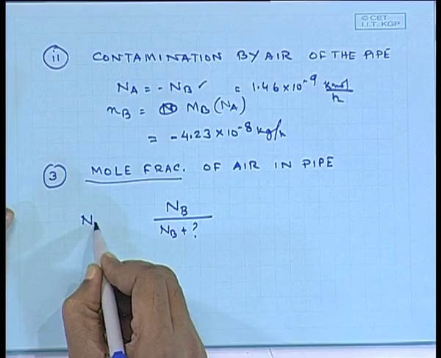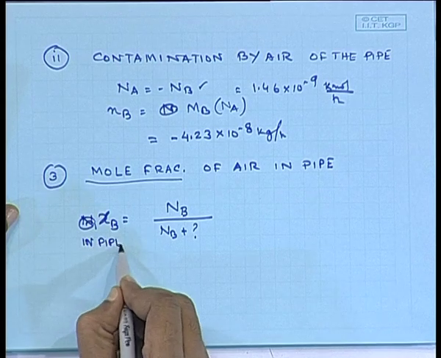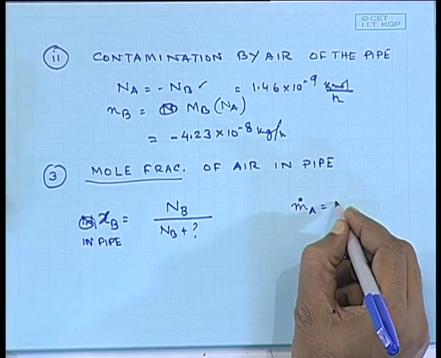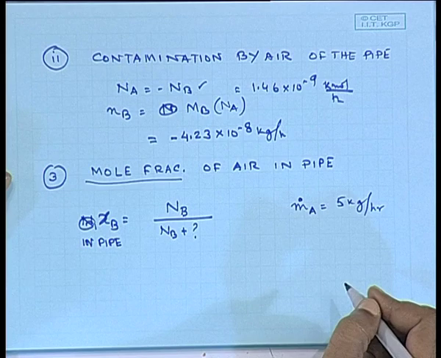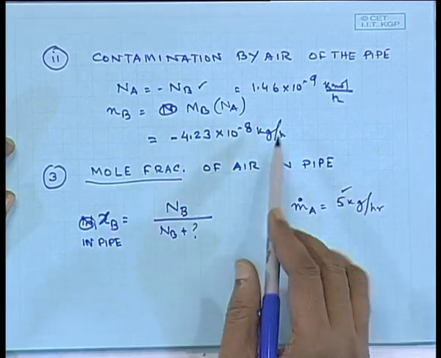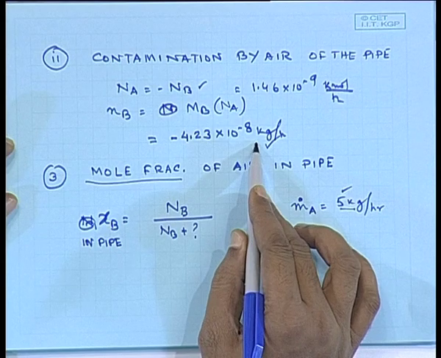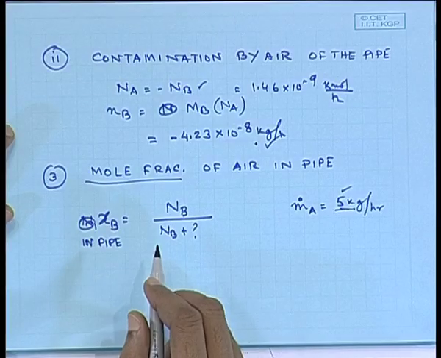This you are finding out, what is XB, that is, the mole fraction of B in the pipe. You know M dot A, which is given as 5 kg per hour. So if I take 1 hour as my basis, then in 1 hour I have 5 kg of ammonia present and this much kg of air present. Divide each by its molecular weight. That's very, very small compared to 5 kg, it's insignificant. So you can find out what XB is going to be. Is it clear to all of you?